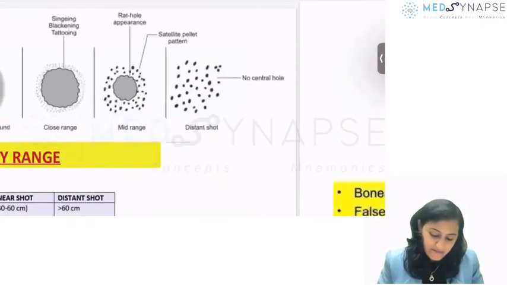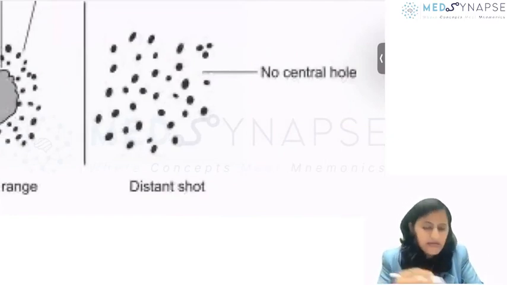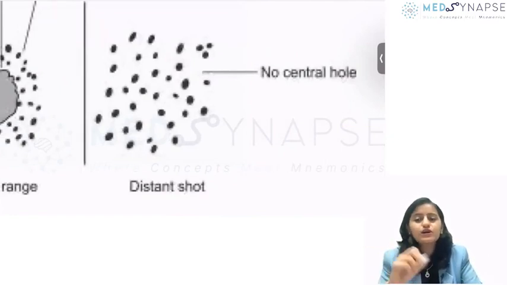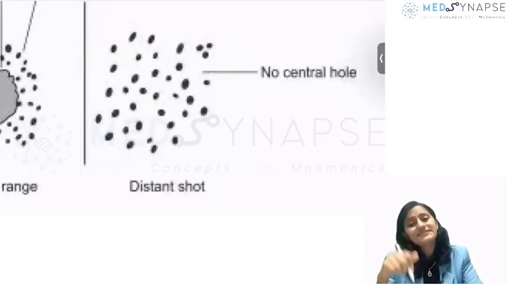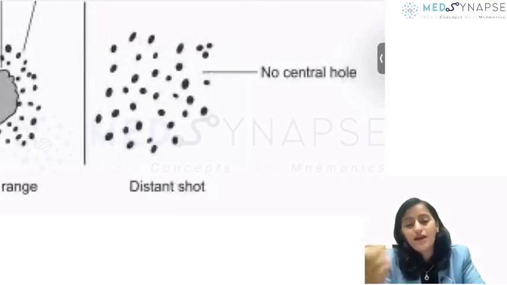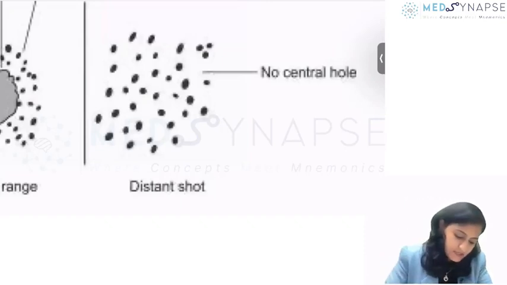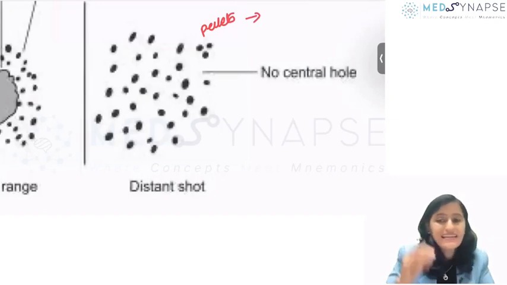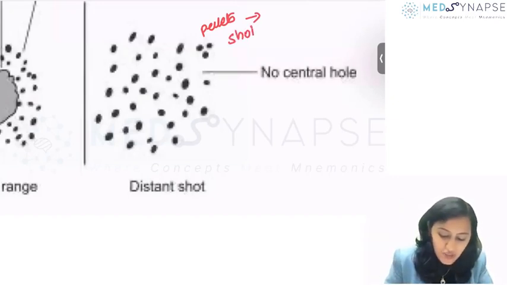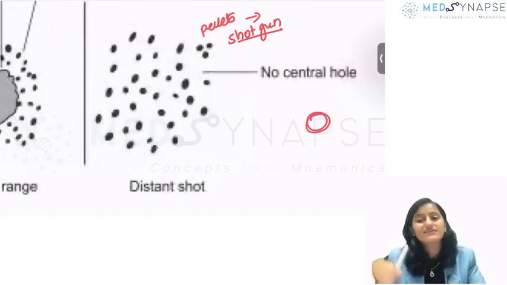Remember, if they are giving you this image, it is the image of a close shotgun, a close pistol, a distant shotgun, or a distant pistol. So is it a rifle or is it a shotgun? How do you know that? Is this a shotgun or a rifle? Very good. So remember, when you see the pellets like this, where do you use the pellets? In the shotgun. So this is a shotgun. Rifle will give one mark, a circular mark.